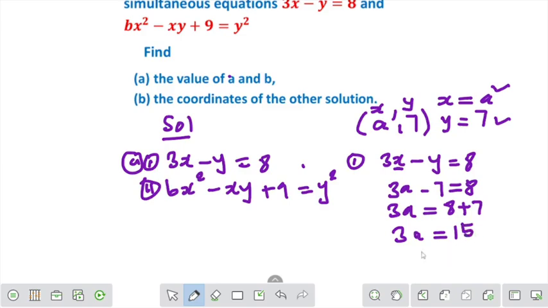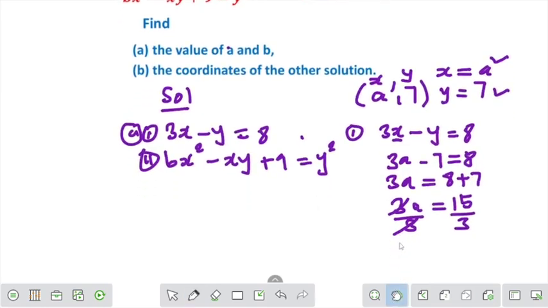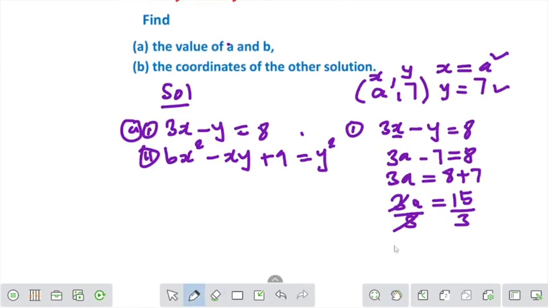So now, since we want to find the value of a, we are going to divide both sides of the equation by 3, so that this 3 and this 3 will cancel. Then we remain with a. So here we are going to say a is equal to 5. So the value of a is equal to 5. So we have found the value of a there.